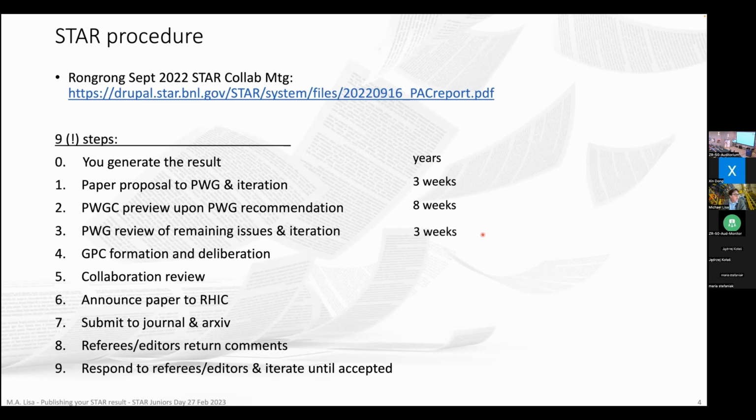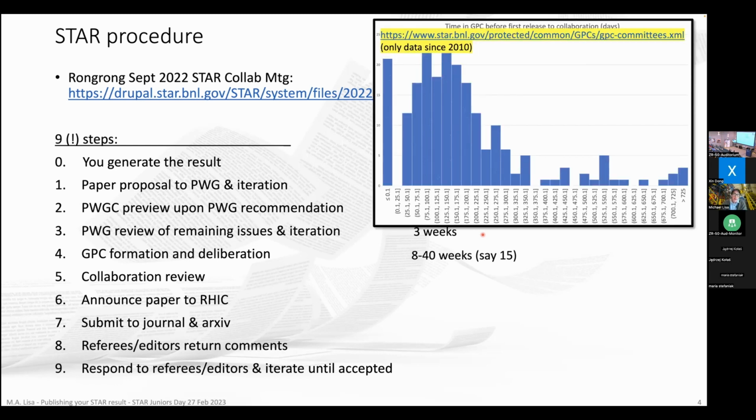3 weeks is kind of a rapid turnaround in case the conveners came up with further questions, then you find those or you address those back in the PWG, and then we're at the godparent committee. So this takes a little while to form, and then it takes a little while to go through the steps. Here we're talking about between about 8 and 40 weeks, let's say 15.